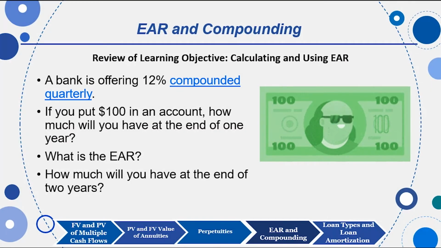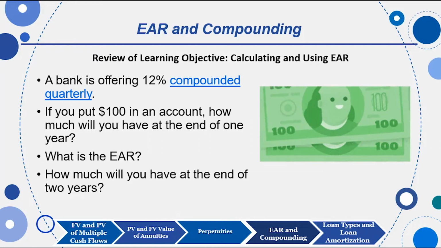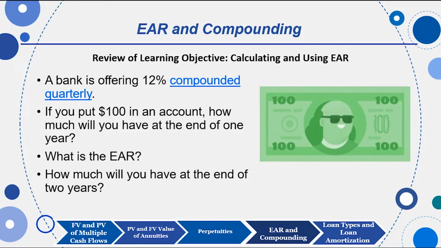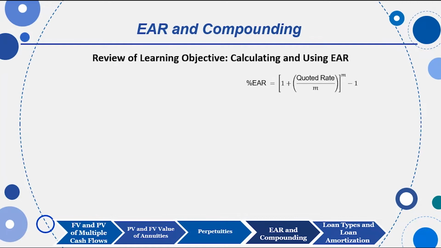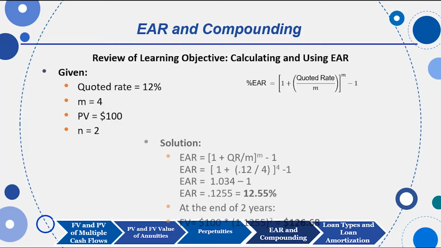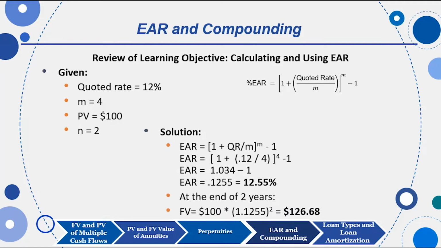If you put $100 in an account, how much will you have at the end of 2 years at 12% compounded quarterly? So in this case, M equals 4, and we know the answer is going to be higher than 12%. So quoted rate, QR, is 12%, M is 4, putting $100 in today, and the number of years is 2. We're going to use two things. We're going to use the EAR to calculate the effective annual rate first, and it's going to be higher than 12% because it's compounded quarterly. Then we're going to plug that higher rate into the future value equation.